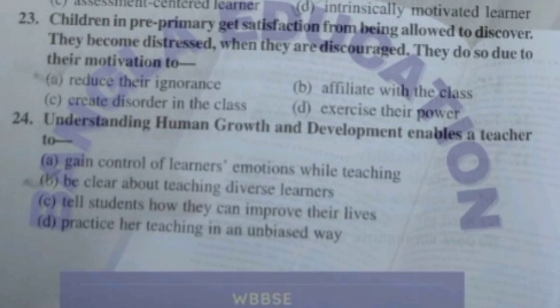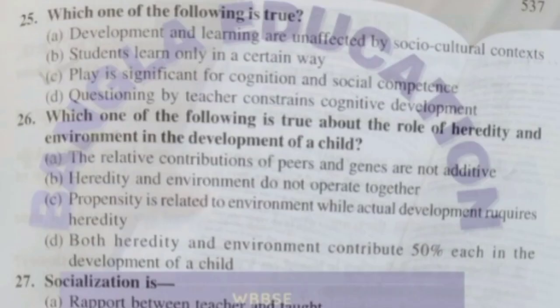Next question 25. Which one of the following is true? Option A, development and learning are unaffected by socio-cultural context. Option B, students learn only in a certain way. Option C, play is significant for cognition and social competence. Option D, questioning by teacher constrains cognitive development. So correct answer is option C, play is significant for cognition and social competence.